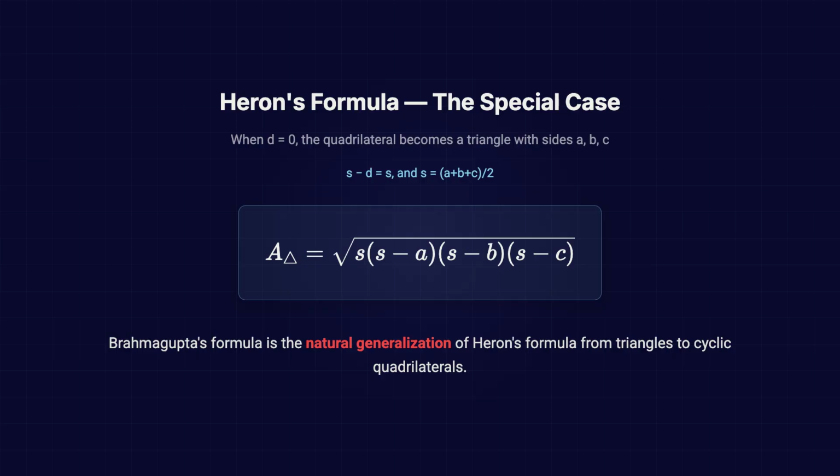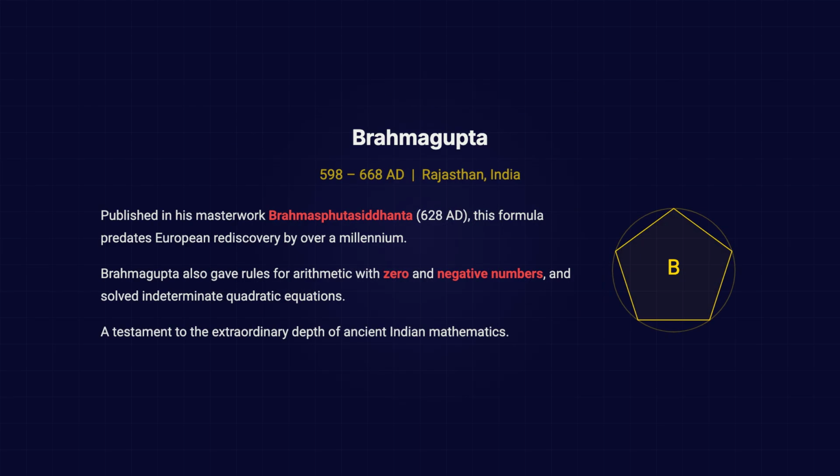What's most incredible is that Brahmagupta published this in India over a millennium before European mathematicians independently arrived at similar results, a true testament to the profound depth of ancient mathematics.